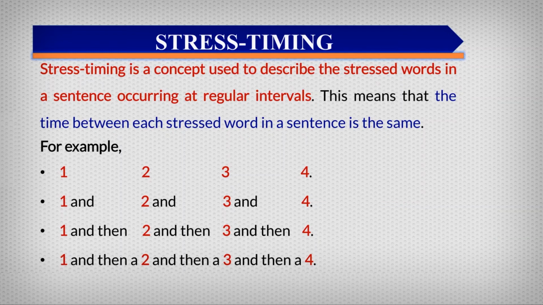Now, let's look at another. We'll add 2 words in between 1, 2, 3, and 4. 1 and then 2 and then 3 and then 4. Moving on, let's add 3 words to 1, 2, 3, 4. 1 and then a 2 and then a 3 and then a 4. Notice that the intervals between the stressed words were the same.